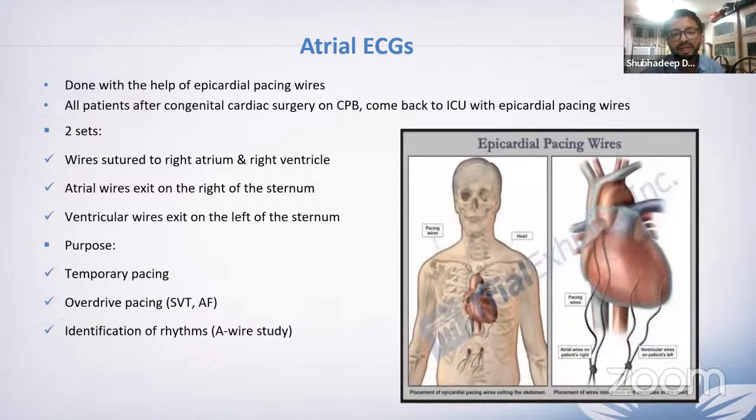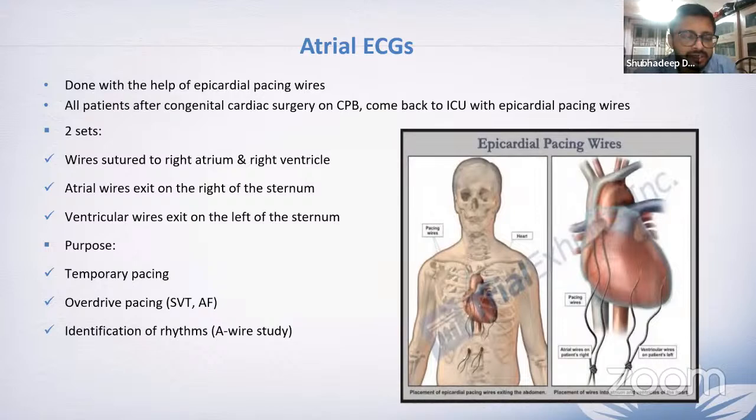In a post-operative cardiac ICU setting, in almost 100% of the cases, all the patients would come back with atrial pacing wires. So these are pacing wires, equipment which helps us to pace the heart in case the heart rate becomes slow. Basically, they are electrical wires which are sutured or hooked on the surface of the heart, on the epicardium. So they can help us pace the heart directly, and also they can help us to record an ECG. So try to understand this point.